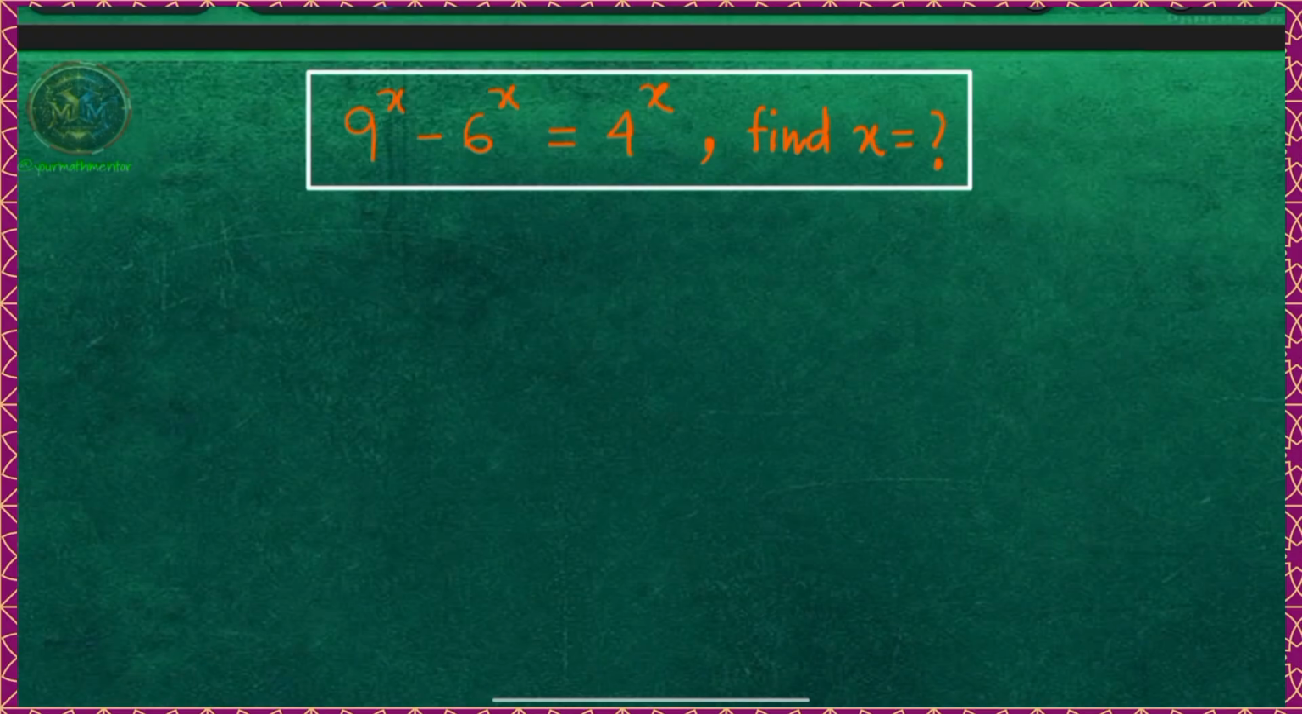Today we are going to solve a fantastic Math Olympiad question. The question is 9 to the power x minus 6 to the power x equals 4 to the power x. Then find the value of x.